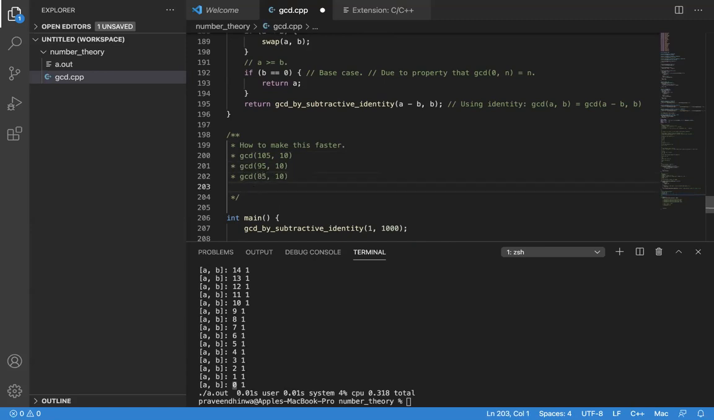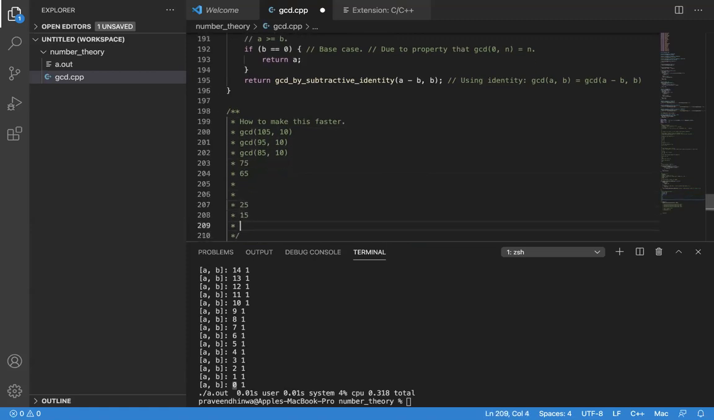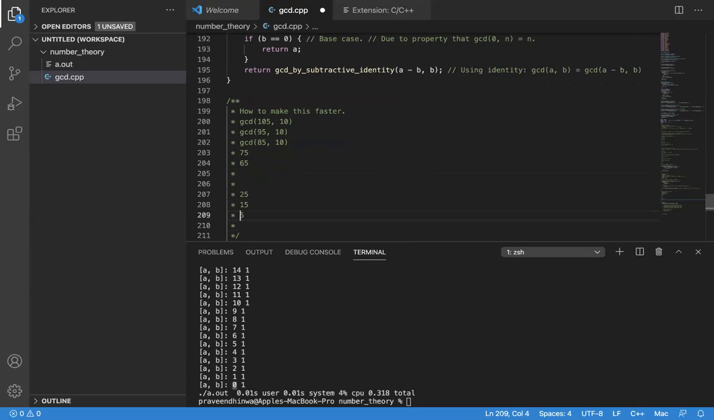85. Then it will go 75, then 65, 45, 35, 25, 15, and 5. And then it will come to GCD of 5 comma 10. So can you see what all of these steps do? From the larger number, I keep subtracting 10 until the number becomes less than 10. So what does this operation mean?